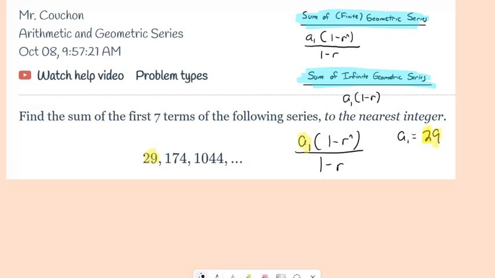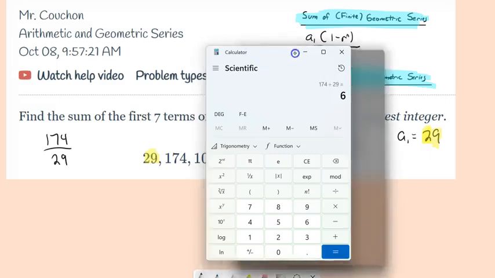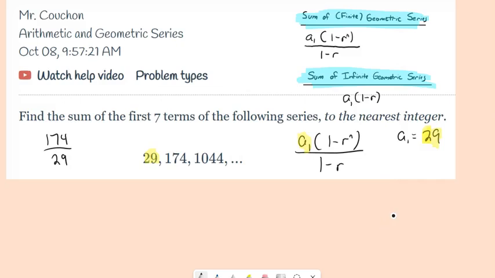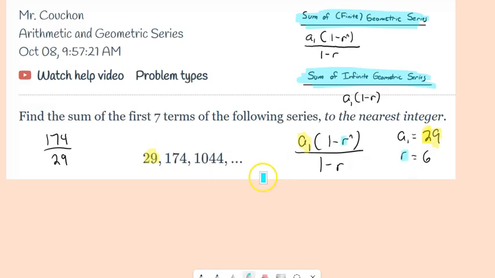Well, the r we'd find by dividing 174 by 29. Let's see what that is. 174 divided by 29. That's 6. And the other one will probably be 6 too. I'm just going to do it to be on the safe side. We got 1044 divided by 174, but that's going to be 6. Yep. Okay. So the r is 6. Let's just highlight that.